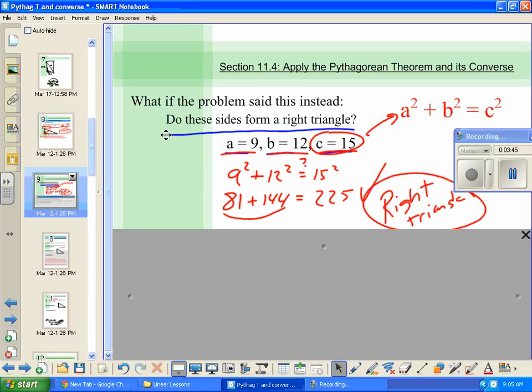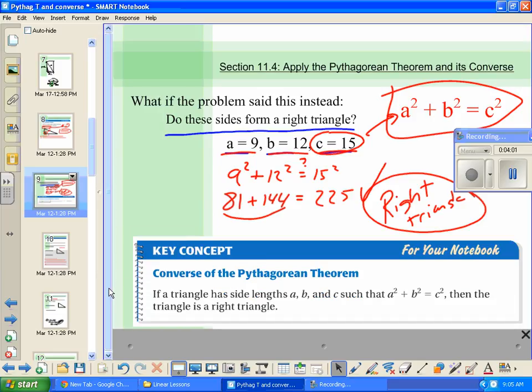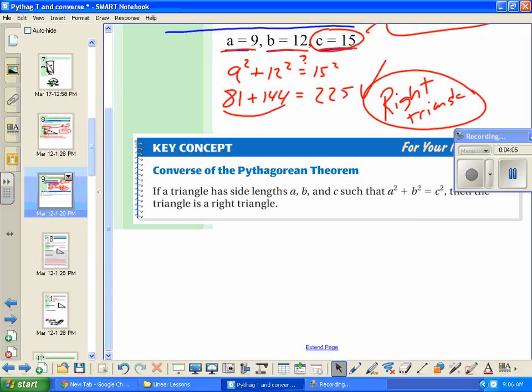Well, that example is showing the converse of the Pythagorean theorem. The Pythagorean theorem said if I have a right triangle, then this formula works. The converse says that if that formula works for three numbers, then you must have a right triangle. So that's what the converse of the Pythagorean theorem is. Converse, for a theorem, just means you reverse the order of the hypothesis and the conclusion.